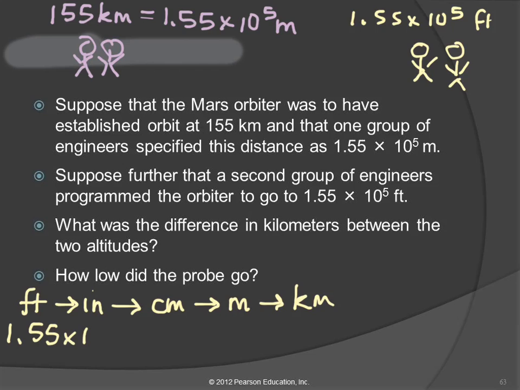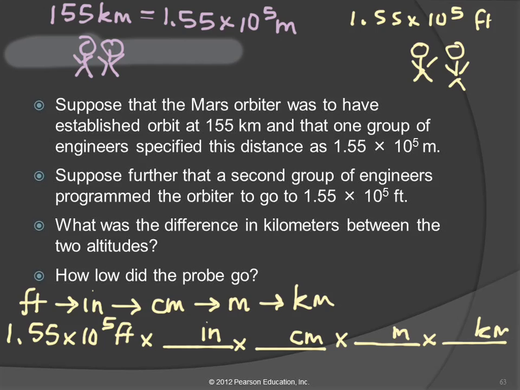1.55 times 10 to the 5th feet times what unit goes on top in this first factor? Inches, right? Feet to inches. What's next? Centimeters, right? We're looking at our path that we decided on. Feet to inches to centimeters, and the next will be meters. And then finally, kilometers. Why did I choose that path?